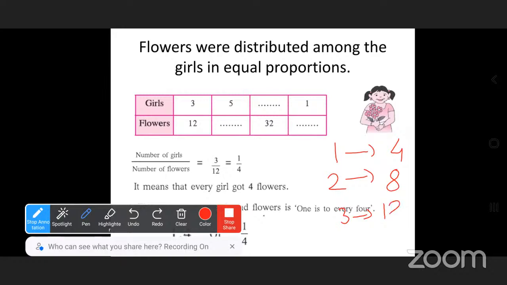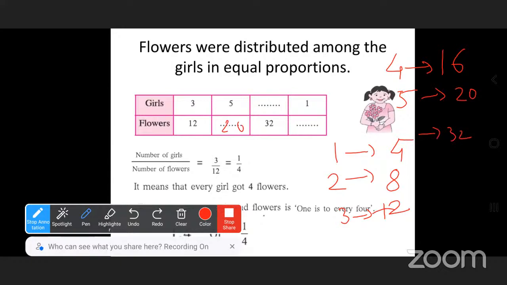12. She will receive 12. And 4 girls will receive how many flowers? So this is how you're getting the proportion, right? When you multiply the number with 4, 5 girls will receive how many flowers? 20 flowers. Similarly, 32 flowers will be received by how many girls?